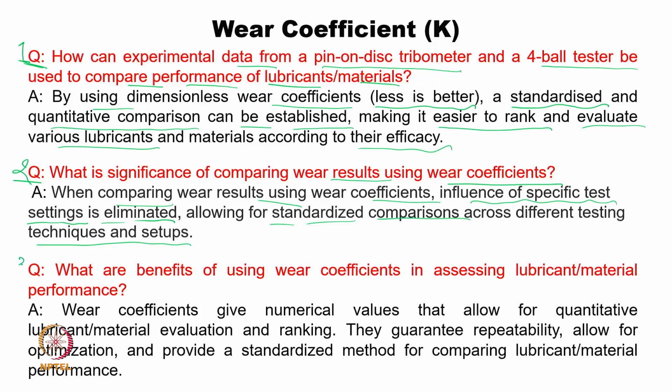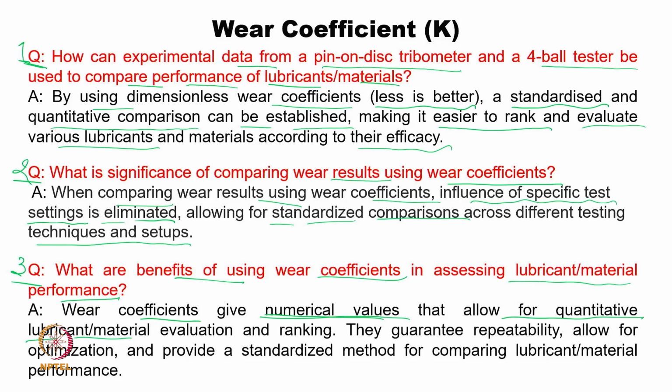So, the third question: what are the benefits of using the wear coefficient in assessing lubricant and material performance? To some extent I already explained, but again I am trying to write it down here. The wear coefficient gives numerical values, basically numbers, and engineering means numbers. So it gives us some numbers, and that gives us a comparison. Again I am using the word quantitative comparison, but it is a relative comparison, it is not absolute. Do not go with the absolute values.